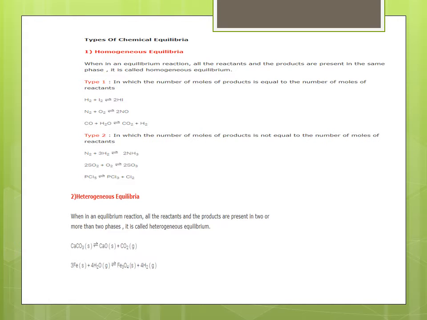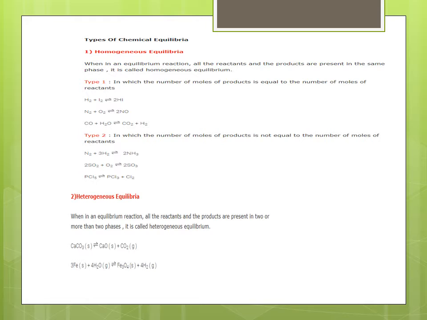Types of chemical equilibria. Number 1. Homogeneous equilibria. When in an equilibrium reaction, all the reactants and the products are present in the same phase, it is called homogeneous equilibria. There are many examples.